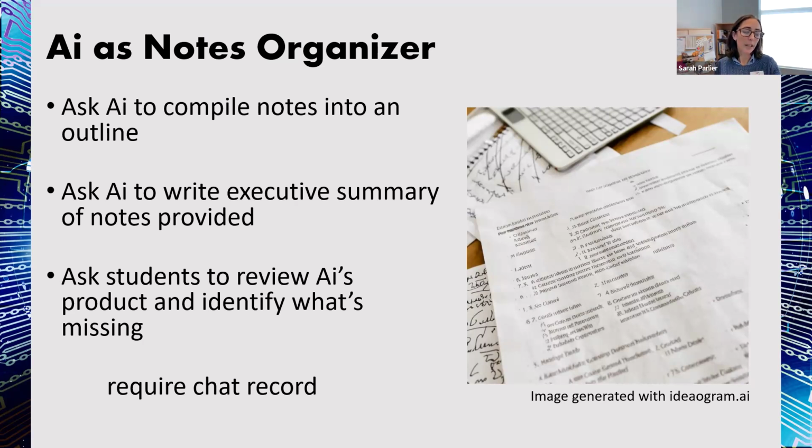And so in that last bullet point, that's kind of what I'm getting to. If you prompt the AI generator to do it, and then you use that as a starting point, you can then review it and say, oh, but it missed this, and this is actually really important. So depending on what you're wanting your students to be working on, you can ask AI to be an assistant in notes organization.